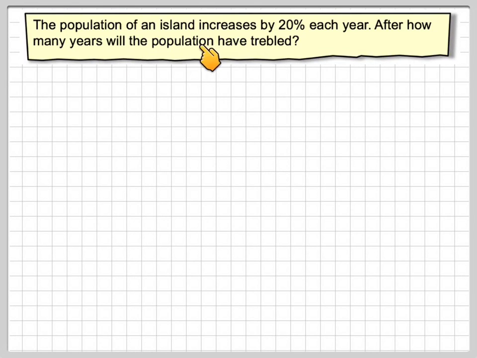The population of an island increases by 20% each year. After how many years will the population have trebled? Although similar to compound interest, it is actually a very, very similar sort of problem to compound interest.